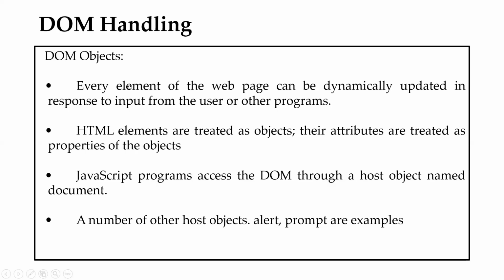If you want to change any content, structure, or text dynamically, we need objects. Every element of the web page can be dynamically updated in response to input from the user or another program. The HTML elements are treated as objects. Their attributes are treated as the properties of the object.